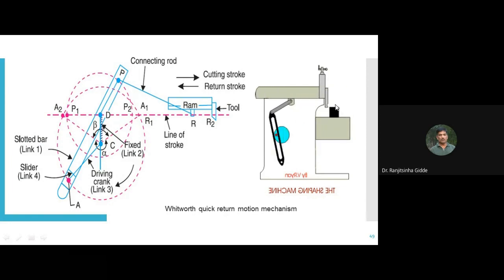So this is the cutting tool. In the same way, whatever manner for our line diagram, it corresponds to this line diagram. So whenever this driving crank, this is link 3, this is point A. So A1 to this A2, this is the alpha. It is the angle covered by this point A.